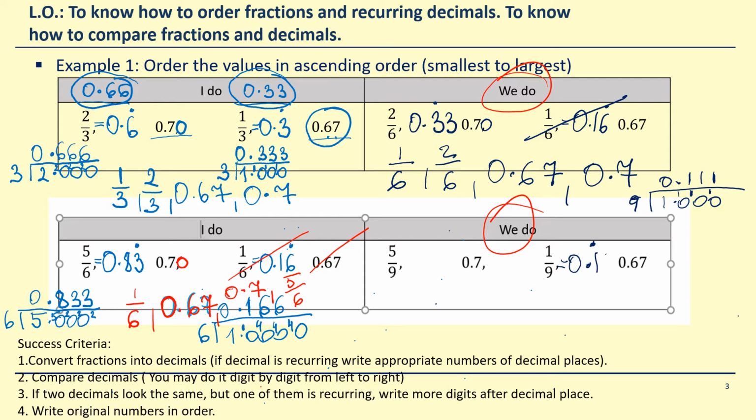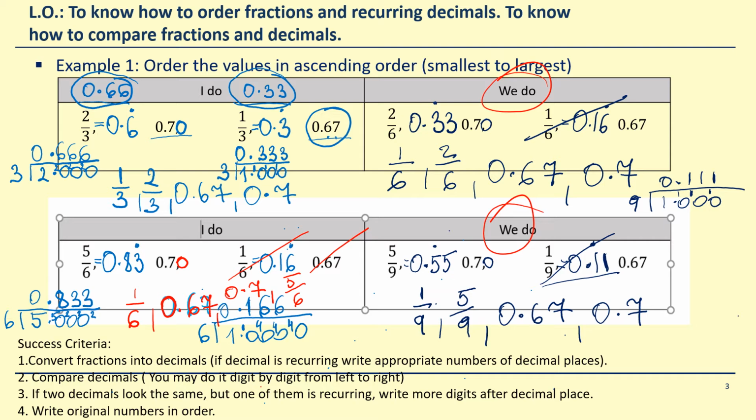Okay, so I want to make them all have 2 digits after the decimal point. So this is going to be 0.5 recurring. So I'm going to put another 5 in there just to compare them. So as you can see, 0.11 is the smallest. Again, when I write them down, I use the original value. Then the next one is 5/9. Next one is 0.67, and 0.7 is the largest.